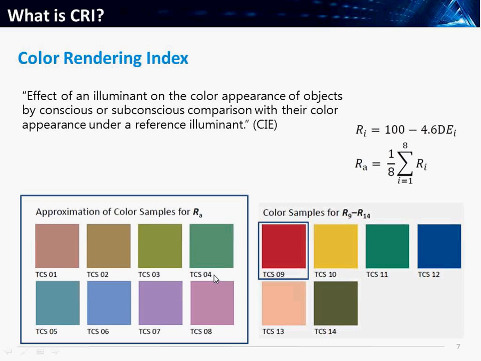The current color rendering index is really kind of cool. They have a palette of 8 different colors. I have them highlighted here. They're all pastels, and they shine a light from a known source, like that tungsten filament, and they get a reflectivity off of that particular light source.